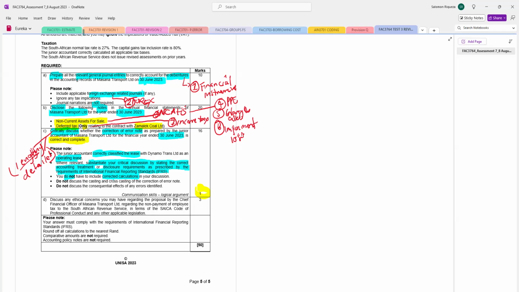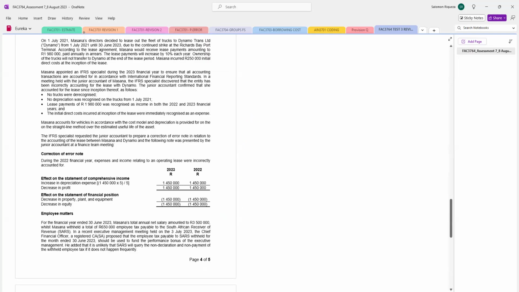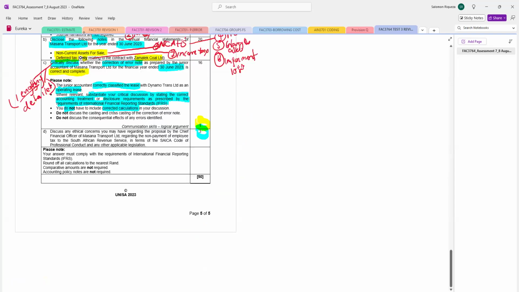Okay. Then the last one is 3 marks. Like I said, this one is usually given to everybody. This is usually a general knowledge type of question. Every test will have something like that. Okay, so it says discuss any ethical concerns. Now, it's very important for accountants to understand ethics. Right, accountants should.